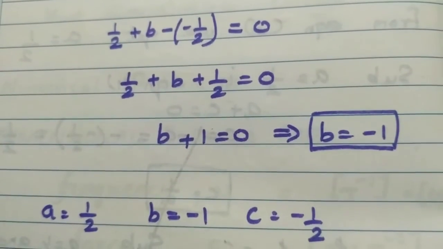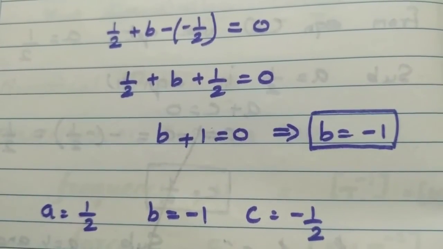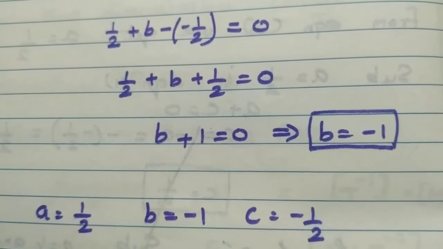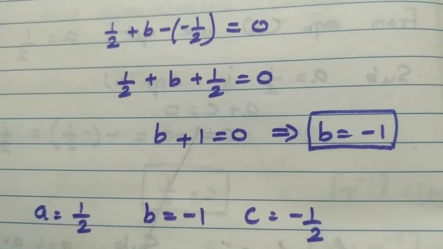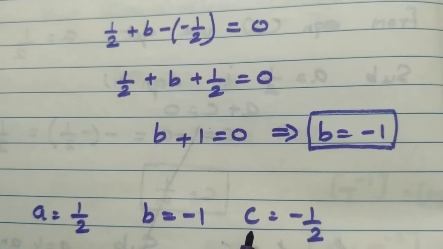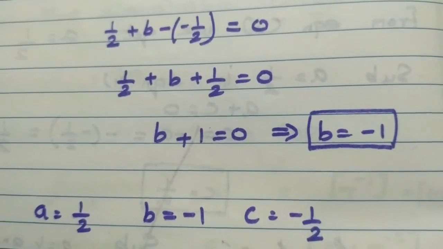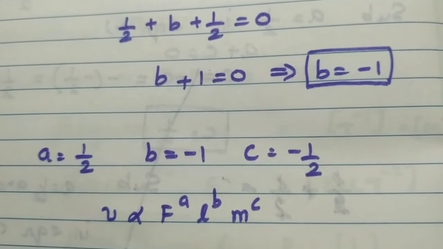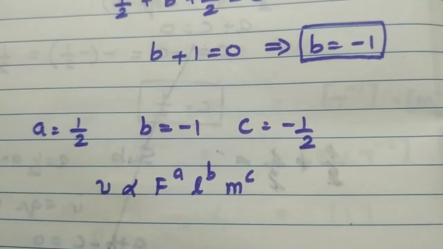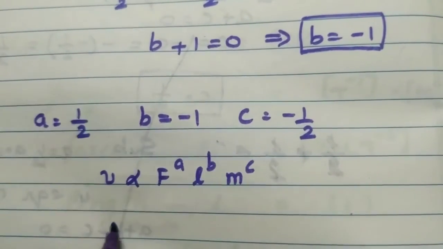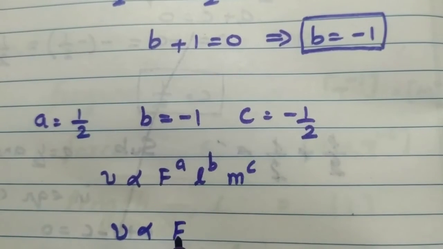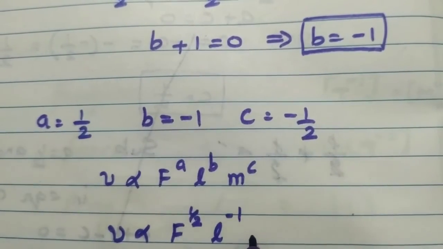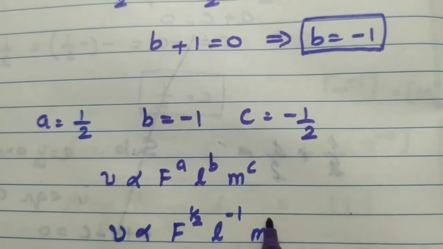Now we got all the values of A, B and C. That is A is equal to 1 by 2, B is equal to minus 1 and C is equal to minus 1 by 2. Now we are going to substitute these three values in the first equation, that is nu proportional to F power A, L power B and M power C. Okay. So let us substitute: nu proportional to F power A means 1 by 2, L power minus 1 and M power minus 1 by 2.